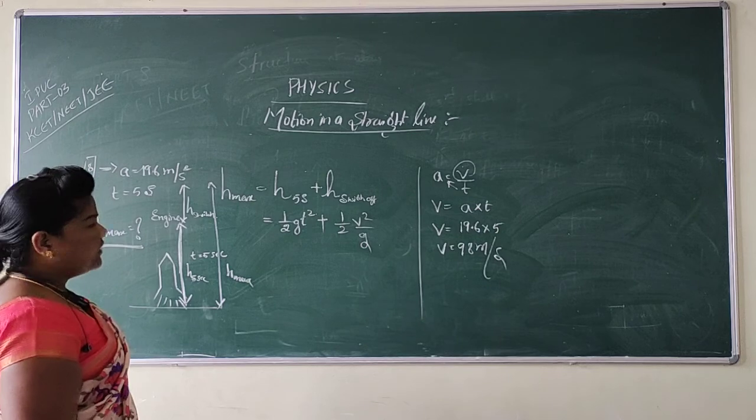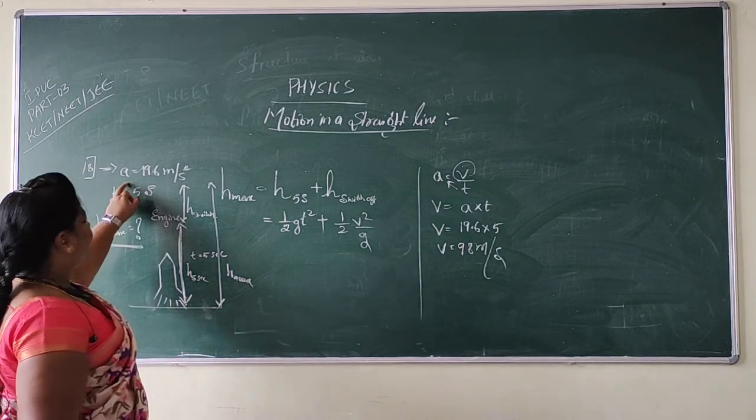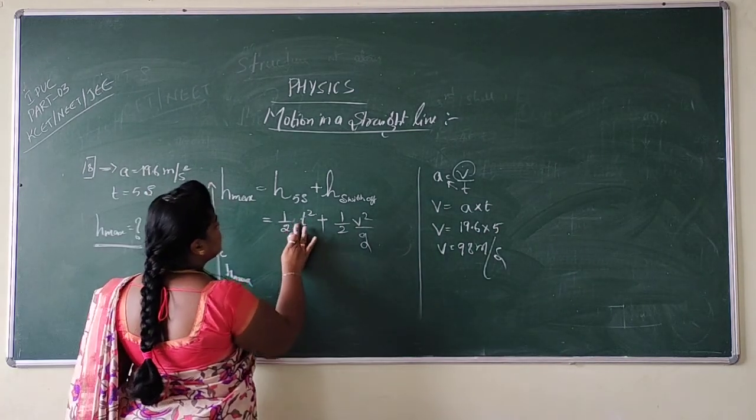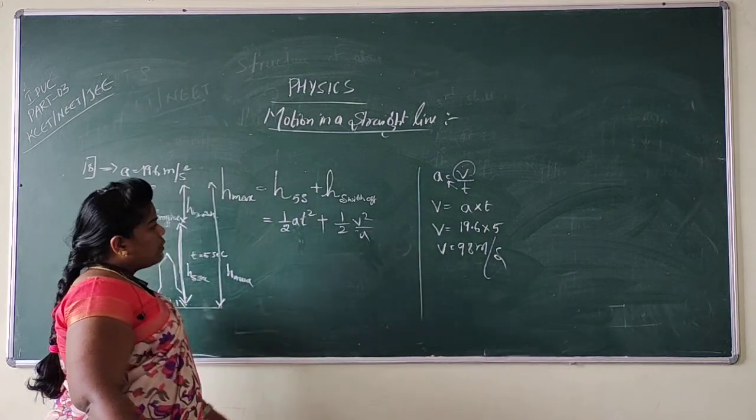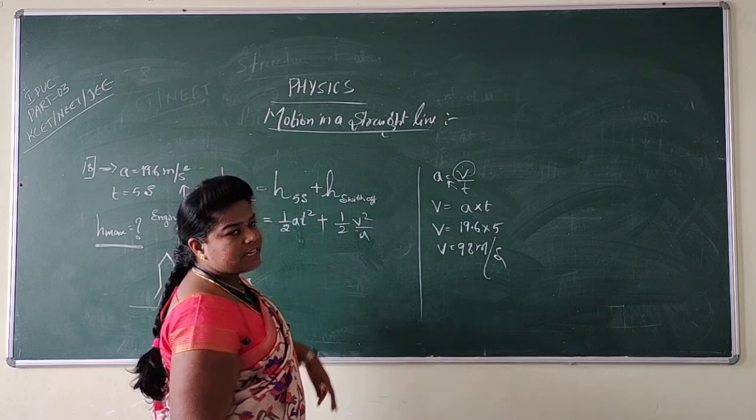Now let us move on to the calculation. Here they have given the acceleration. I am not using the acceleration due to gravity; I will use a itself. You may get confused about how we got v square by a.